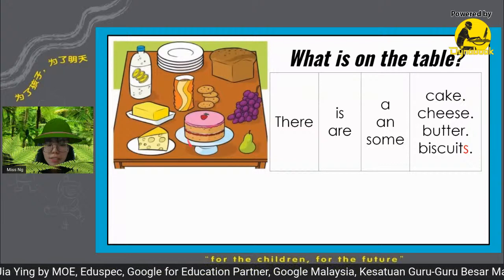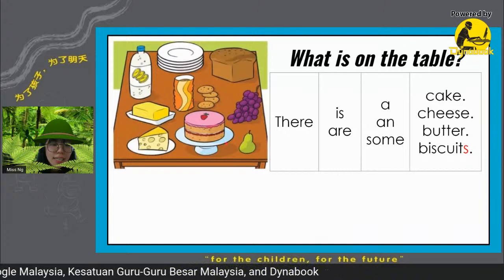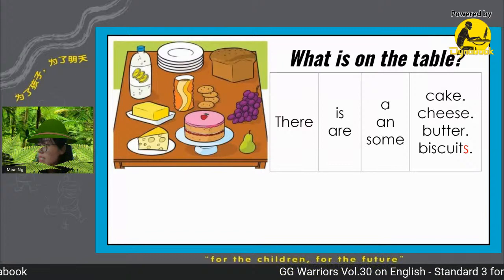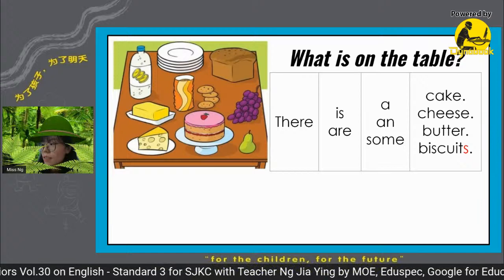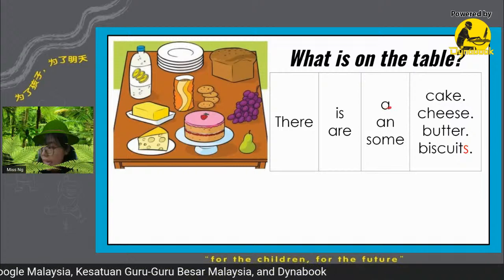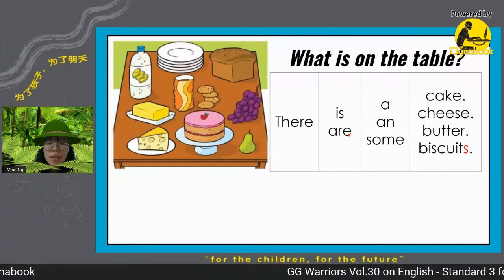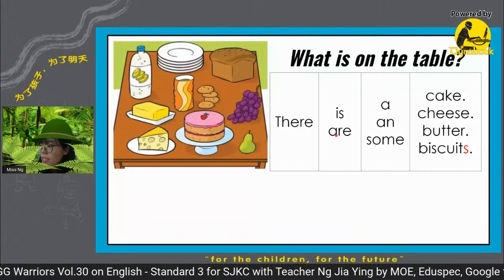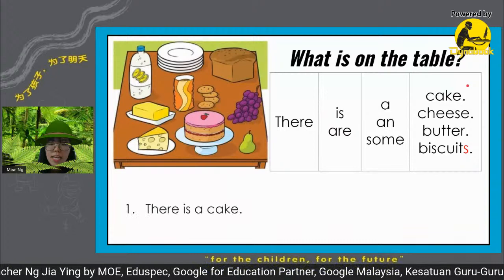Let's look into number one, cake. How many cakes are there on the table? Well done. I can see some of you have already mastered there is and there are. For cake, you only have one, so we say a cake. If we have a cake, do we use there is or there are? I can see a lot of you saying there is. Well done. So there is a cake. This is sentence number one.